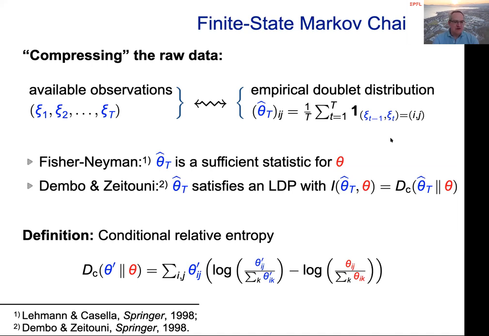So this means that our theorem 2 applies again and implies that the distribution robust predictor, now with a conditional relative entropy ambiguity set, centered at the empirical doublet distribution, does represent a Pareto-dominant solution for the original meta-optimization problem.